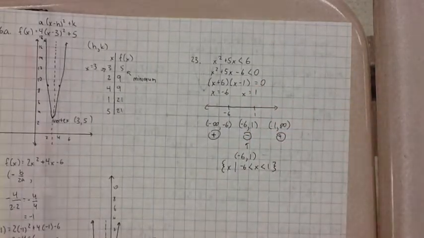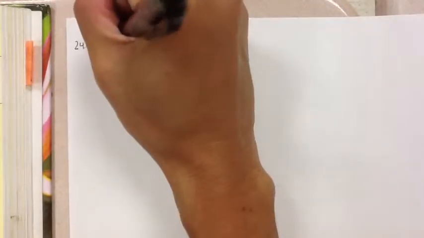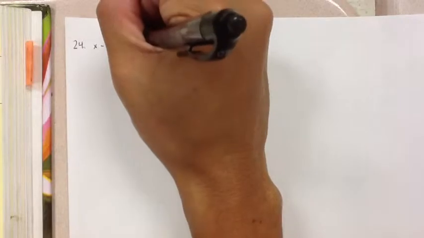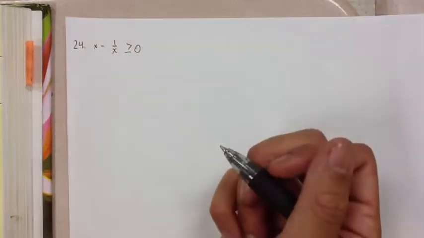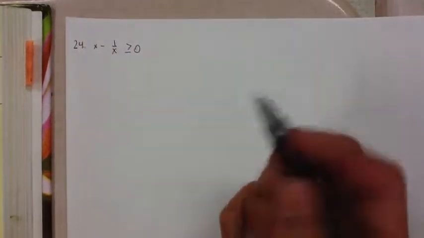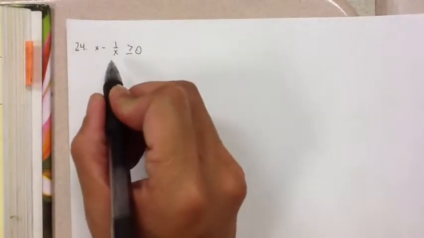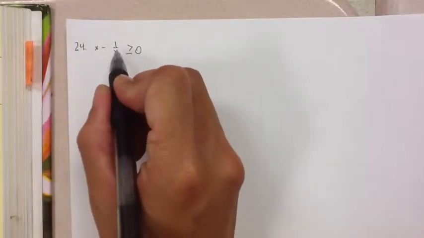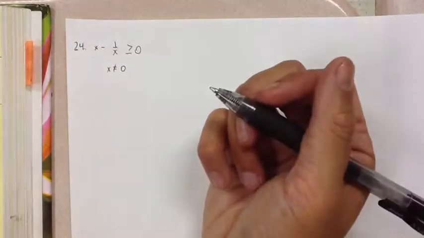And number 24 is probably going to require you to think a little bit more. You probably won't have a problem like this on your quiz, but we might as well try and do this anyway. Once you see it, it won't be that difficult. First, restrictions. X cannot be 0 because it is underneath the 1 here. So that's my first point.